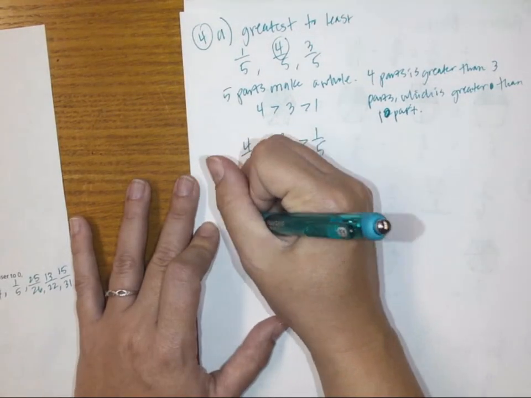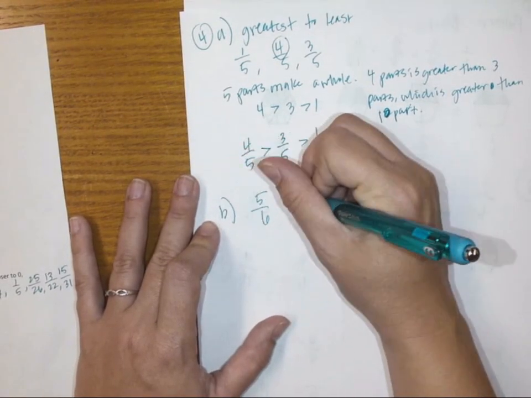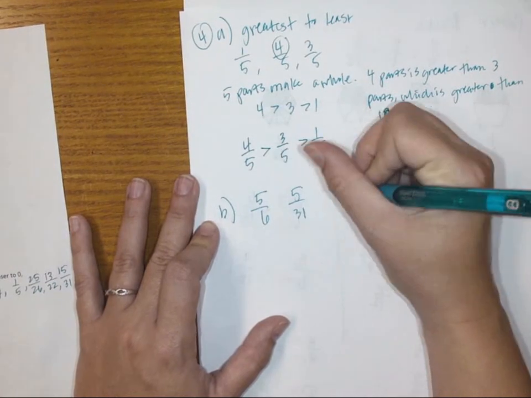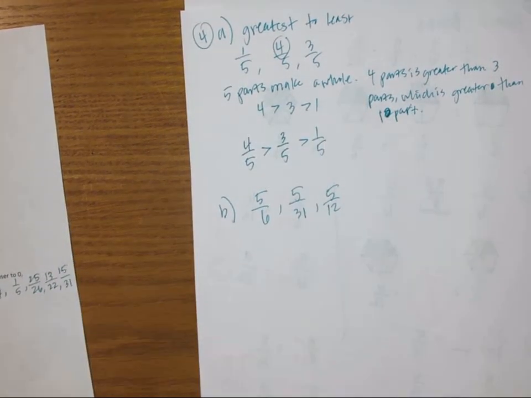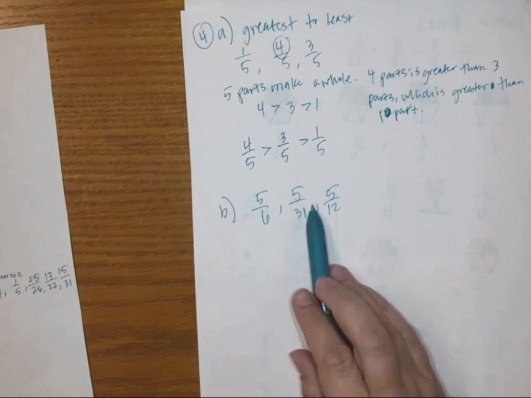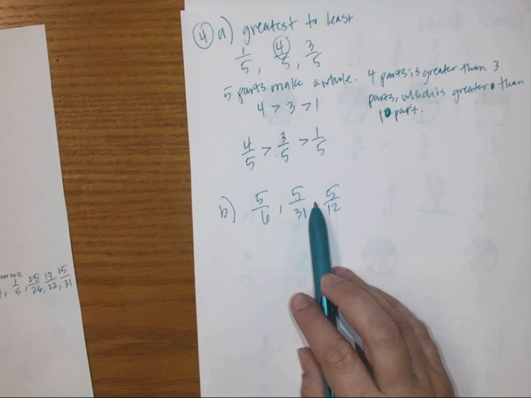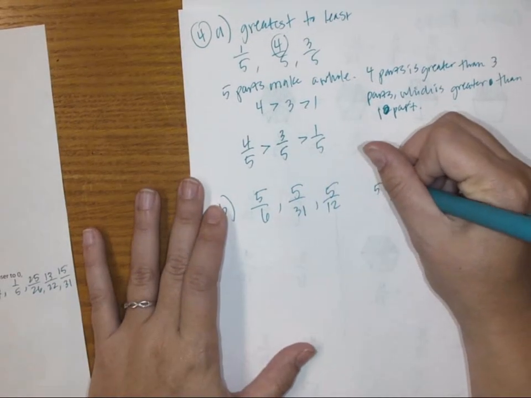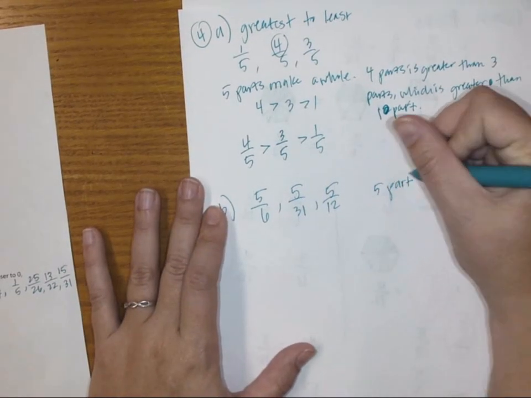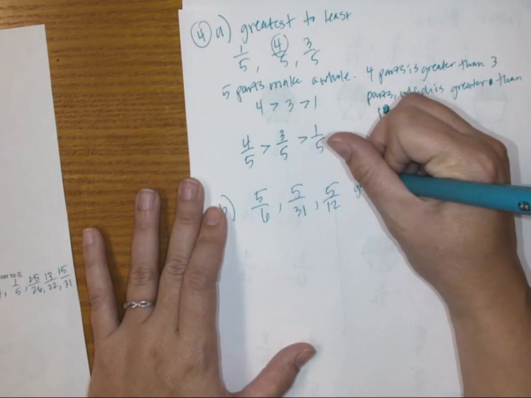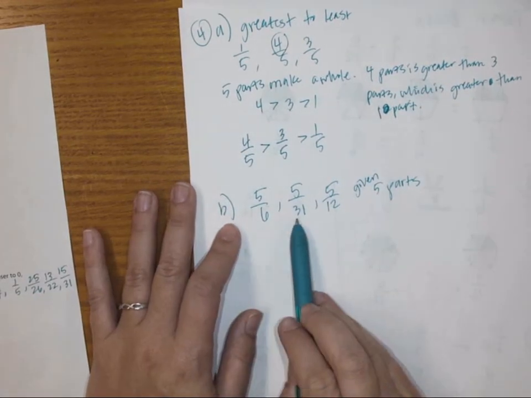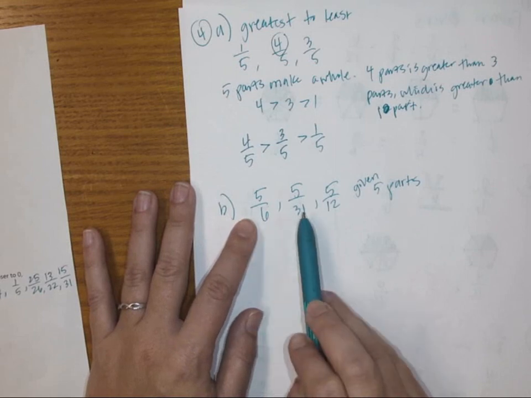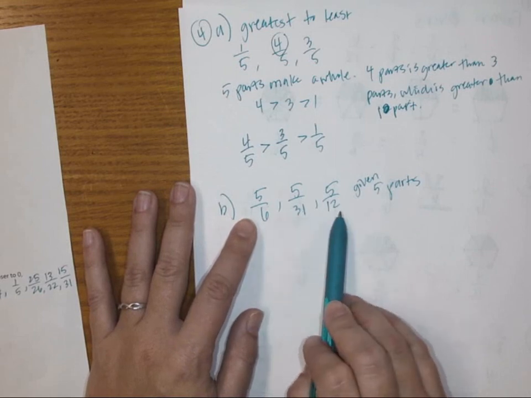Okay, for part B, 5/6, 5/31, 5/12. Yeah, 5/12. Okay, so I want to put these in order from greatest to least. Okay, so this one's different. The numerator's the same for all of these. So this means that I was given 5 parts for all of these fractions. The difference is what makes a whole. So 5/6 versus 5/31 versus 5/12.